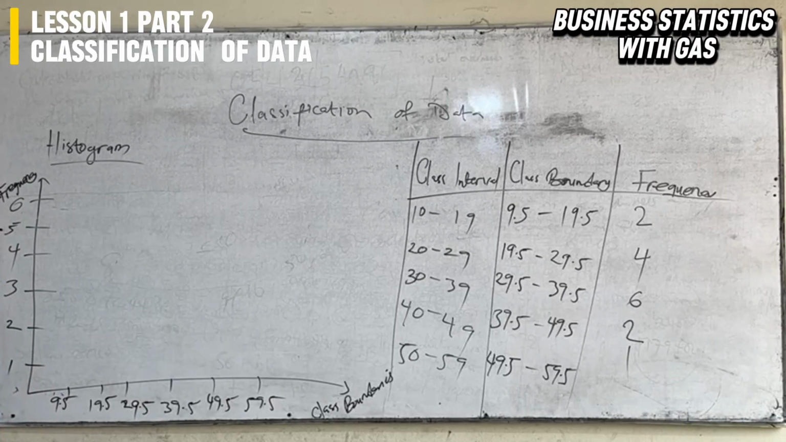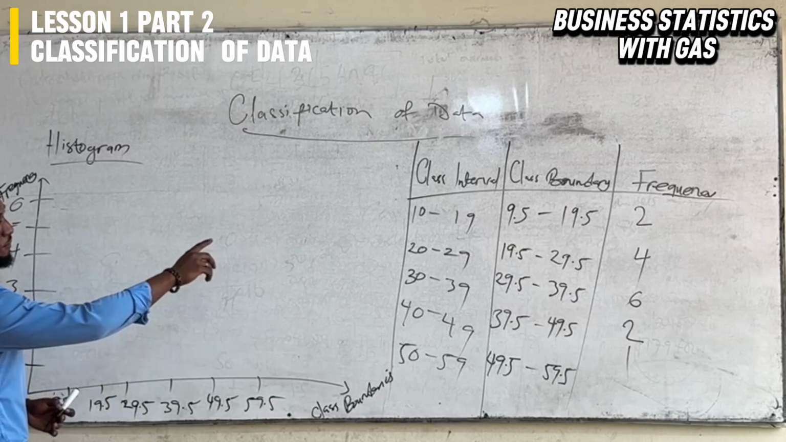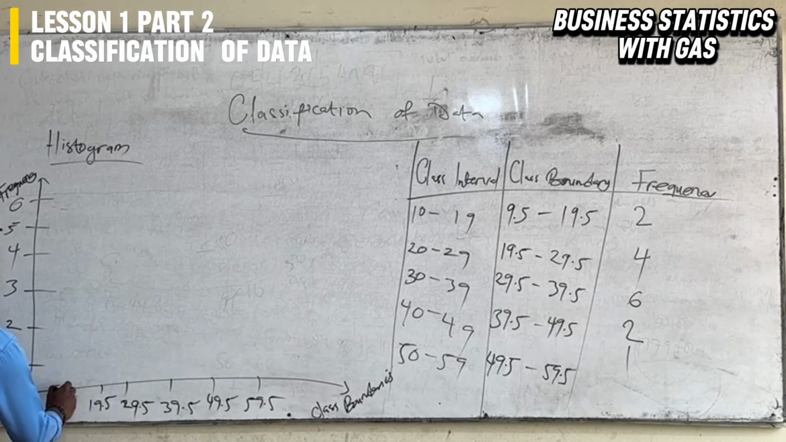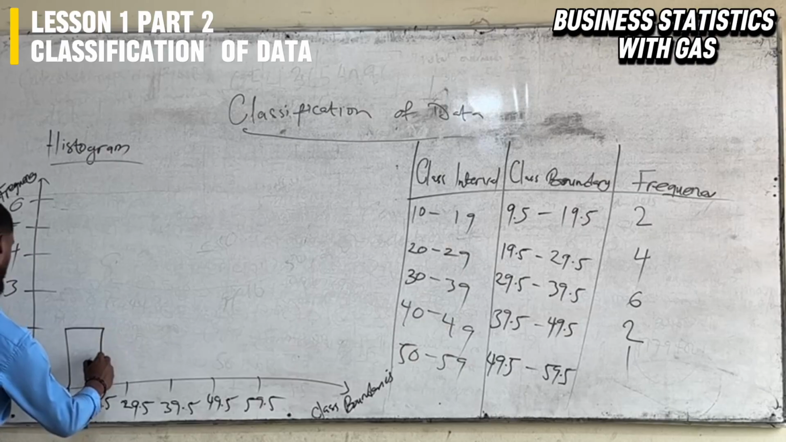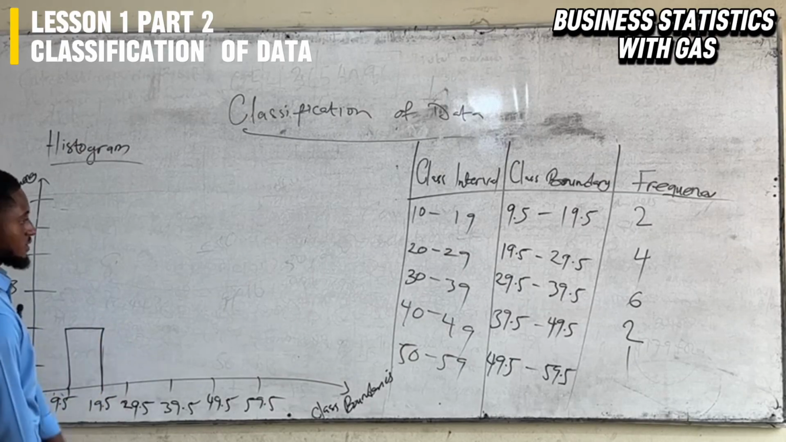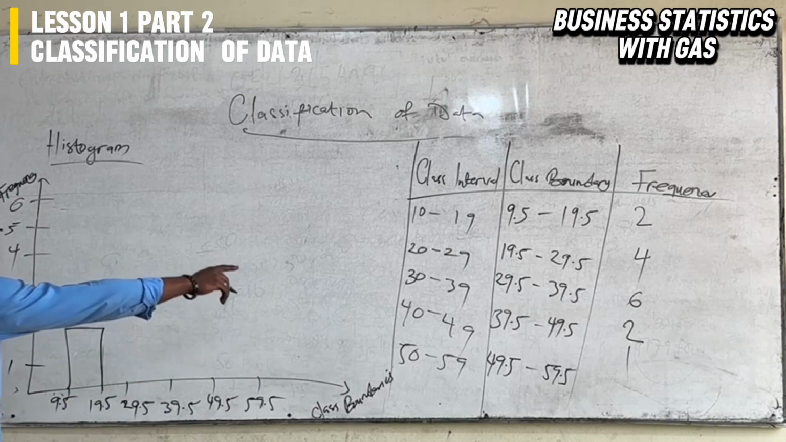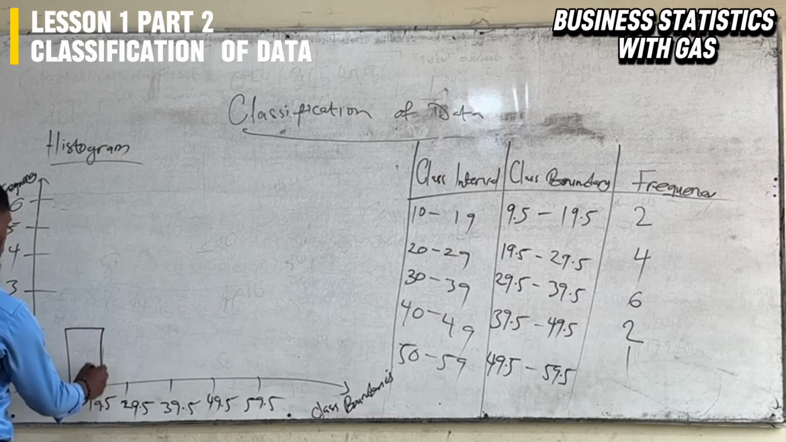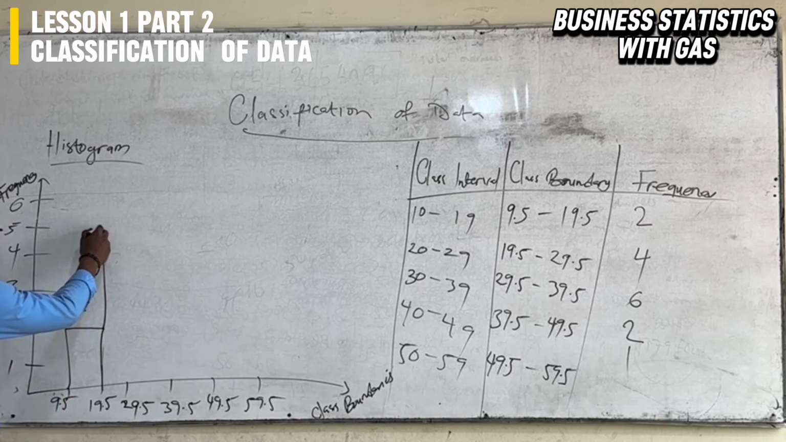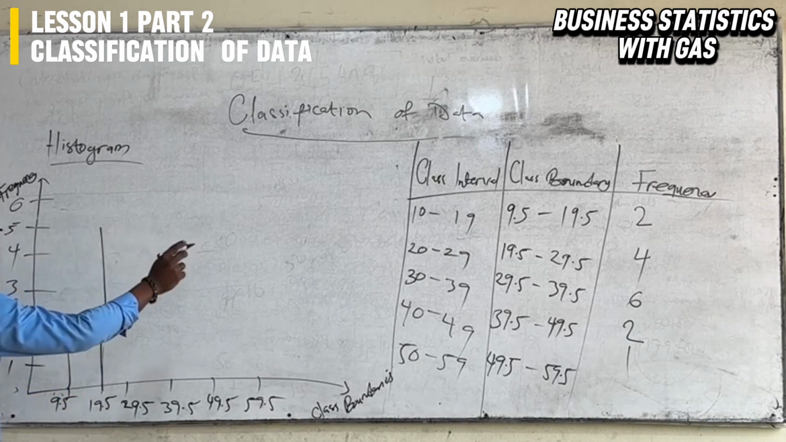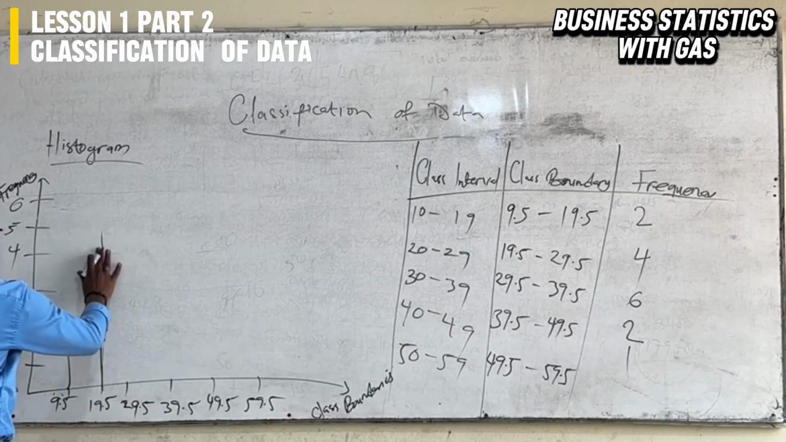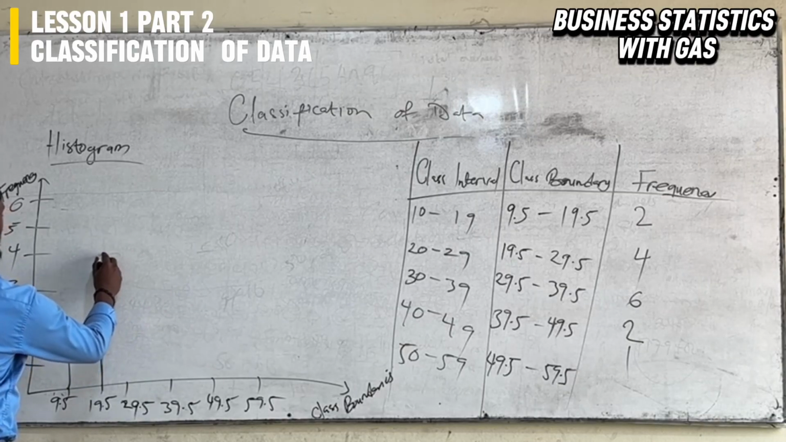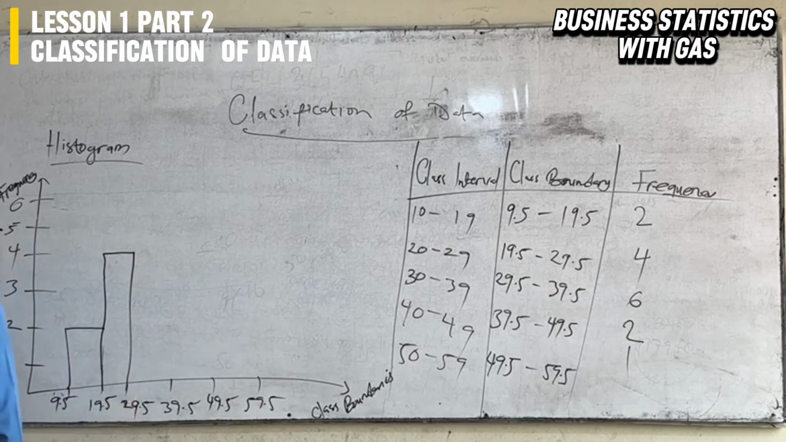So now what we do is that we match them. 9.5 to 19.5 maps onto what? 2. So we match them nicely here. Then 19.5 to 29.5 maps onto what? 5. It's a continuation of this. Then 19.5 to 29.5 maps onto 4. You do that nicely here. This is just a rough sketch, as I said.